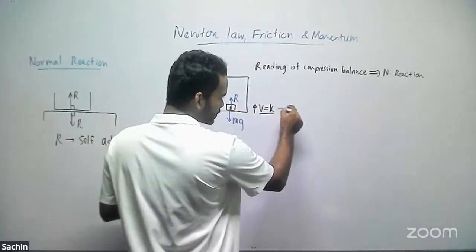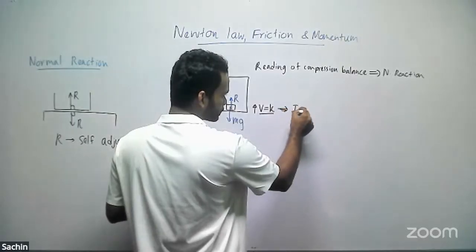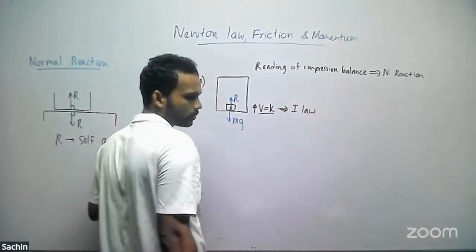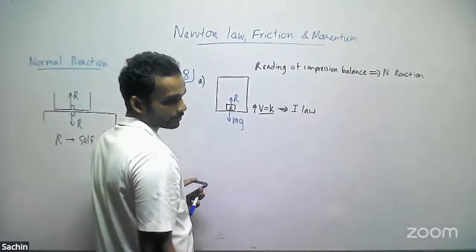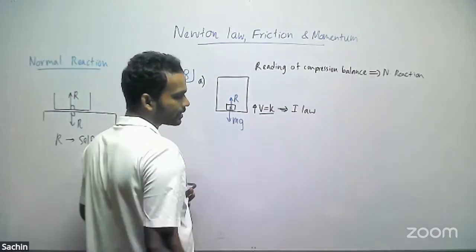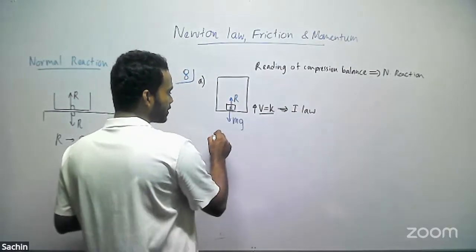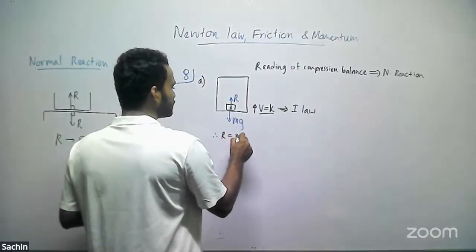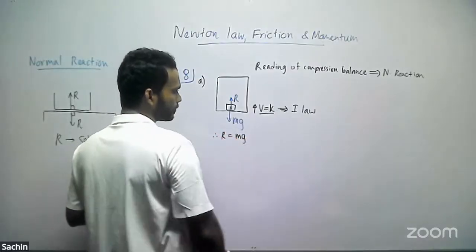This is explained by Newton's first law. If it is moving at a constant velocity, then the unbalanced force should be zero. There should not be any unbalanced force. Then in this case the reaction should be mg. Okay, first.